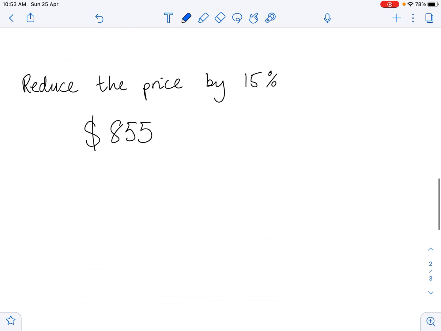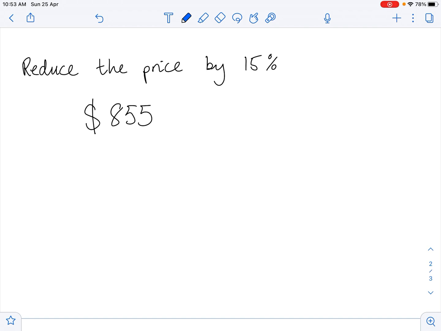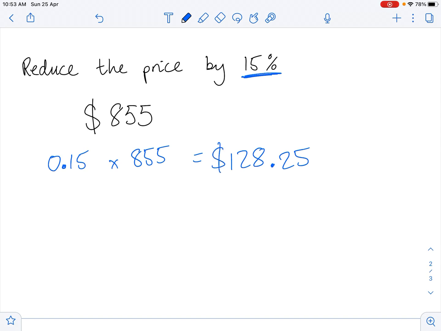Now look at one more on reducing the price. So for this, first we need to find 15% and then take it away. So let's find 15%. Well, let's change 15% to a decimal. 0.15 times 855 equals 128.25 when I type that in my calculator. So that is 15% of 855.